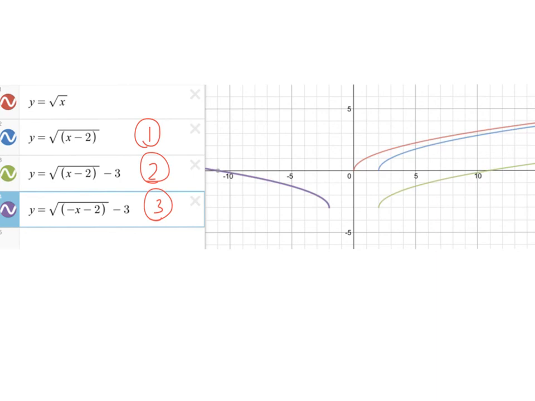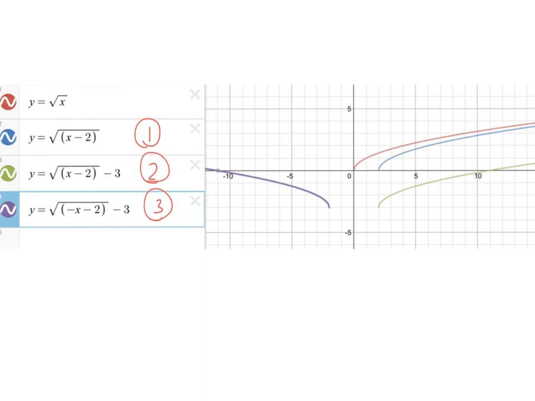And just so you have a visual of what we just did algebraically, let's take a look at the graph as we transform this function. The first graph, the red one, is the original. That's our square root of x. And the blue one is our first step. That's when we shifted right 2 units. So it moves over 2, same kind of curve.